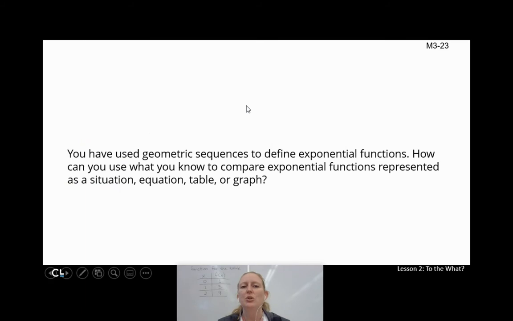So you have used geometric sequences to define exponential functions. How can you use what you know to compare exponential functions represented as a situation, equation, table, or graph?